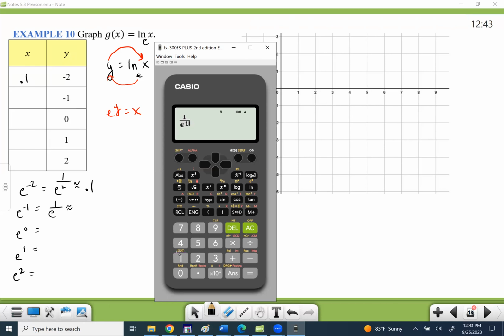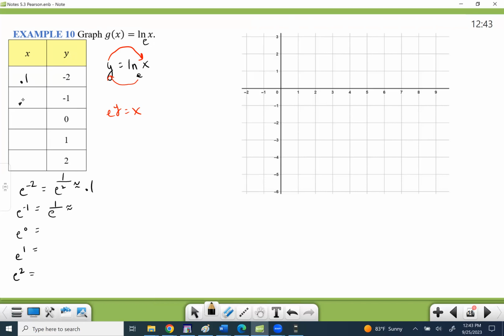And you do have to put the positive first in there. 0.4-ish, approximately. It was 0.36, so we'll make that 0.4. Anything to the 0 power is 1. E is like 2.7-ish. E squared, I totally don't remember. I think it was like 9 point something.